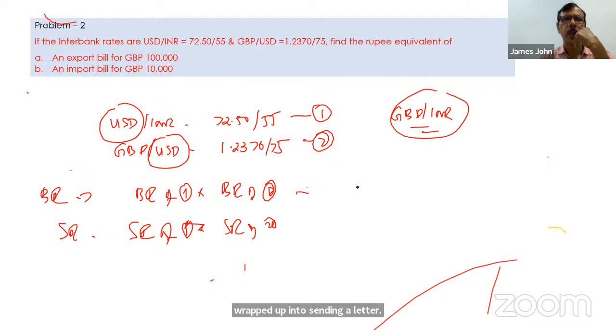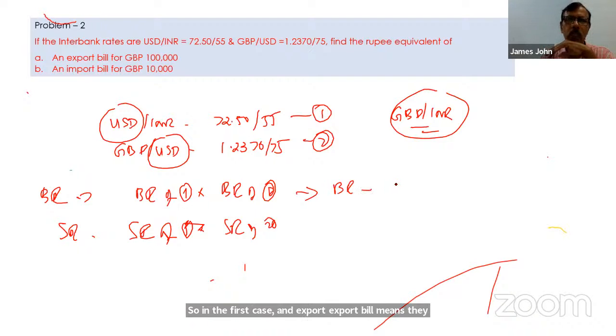So in the first case, an export bill. Export bill means we want the buying rate. And how to get the buying rate? First equation, what is the buying rate? 72.50. And second equation, what is the buying rate? 1.2370. This will be the rate for GBP.